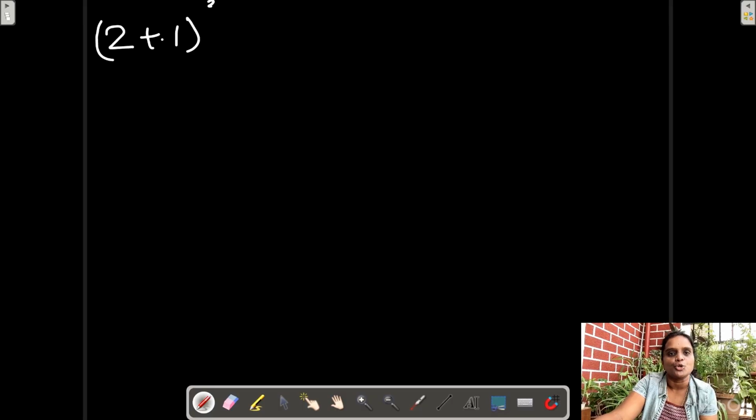(2 plus 1) whole cube. Without the identity, it is very easy. What is 2 plus 1? 3. 3 cube is 27. Right? Now let's take a little complicated example. Let's take 27 plus 35.